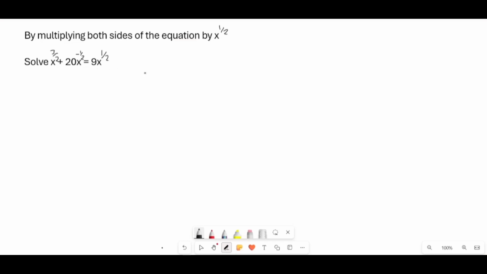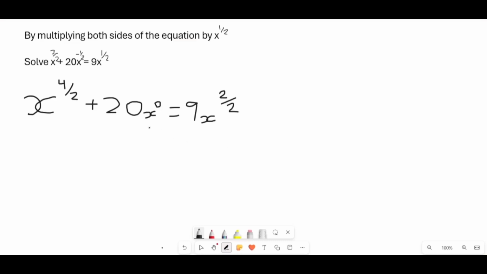Now that looks pretty bad, fair enough, but remember it's told you to multiply both sides by x to the power of a half. And when we multiply powers, we can literally just add them. So we're going to add half to each of these powers here, and you're going to see that it becomes a bit easier to work with. Now that doesn't look amazing either, but as soon as you simplify these fractions, you'll see why they call them hidden quadratics.